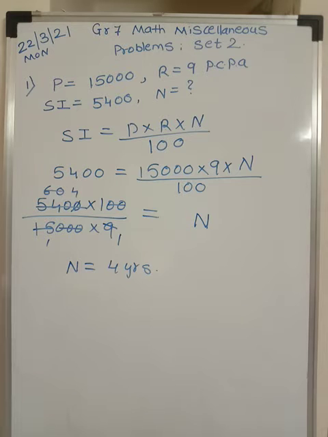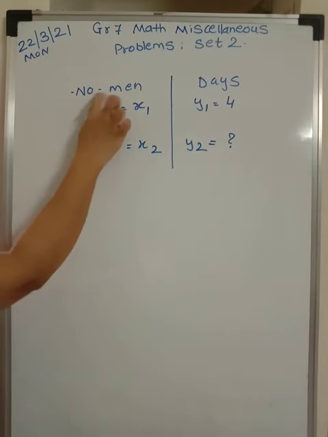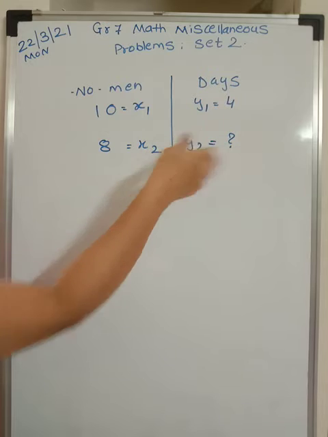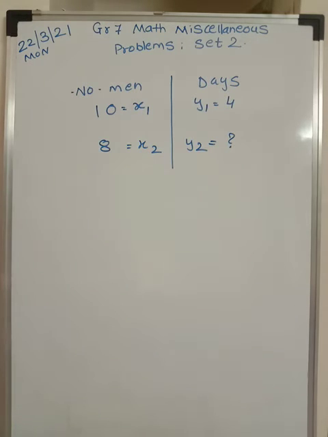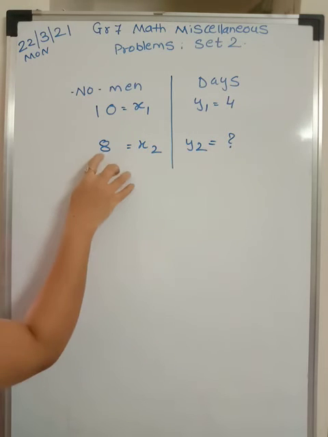Fine. Let's go to the next question. Now see the second problem. 10 men take 4 days to complete a task of tarring a road. So number of men is 10. How many days do they require? 4 days to complete one work, that is tarring of the road. Okay. How many days would 8 men take to do the same work?